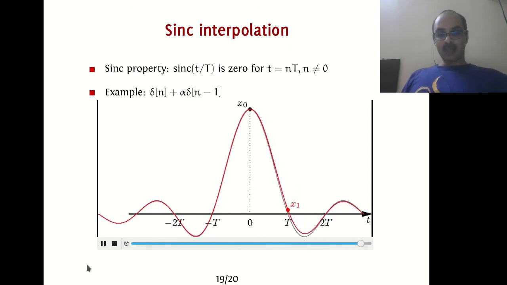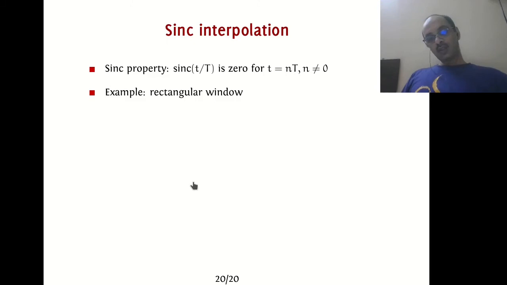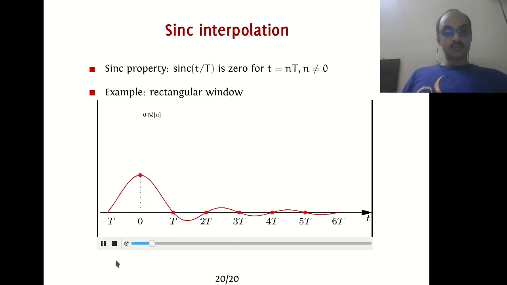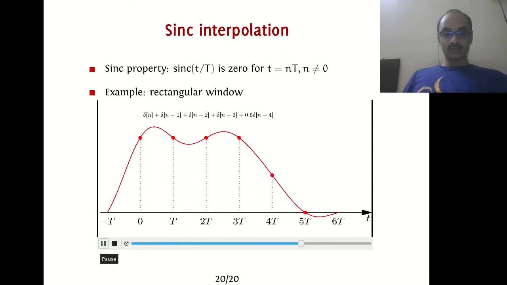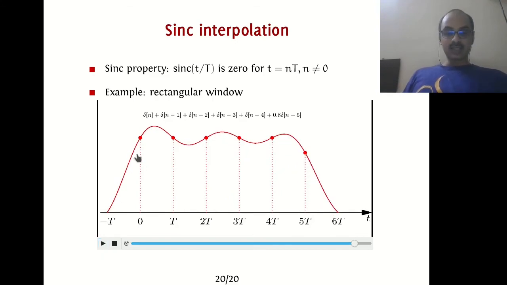As a final example, you all know about rectangular windows. We've seen them, right? It's basically the sequence delta[n] plus delta[n minus 1] plus delta[n minus 2] and so on. When you reconstruct a rectangular window, you will not get a rectangular window in continuous time. Okay? So have a look at this animation. I'll pause it for a bit. You can see that the sequence is actually 1, 1, 1, 1, 1, and it's 0.8 over here. It's not gone to 1.